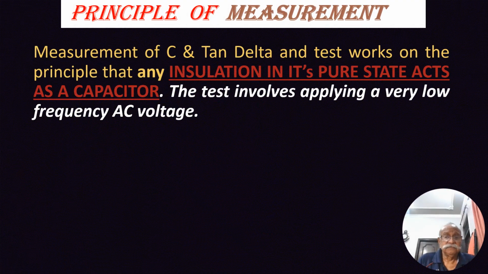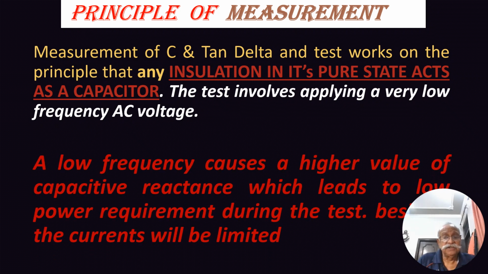Principles of measurement. Measurement of C and tan delta works on the principle that any insulation in its pure state acts as a capacitor. The test involves applying a very low frequency AC voltage. A low frequency causes a higher value of capacitive reactance, which leads to low power requirement during the test, and the current will be limited.